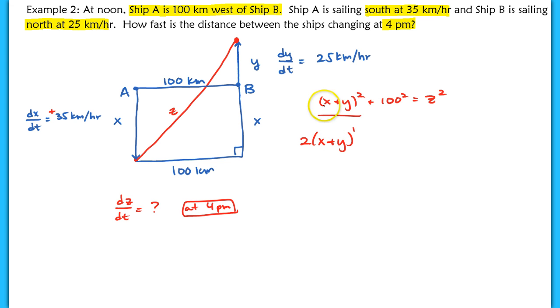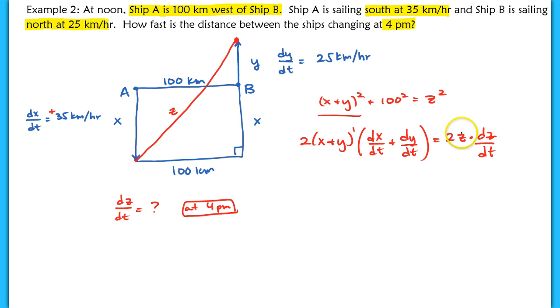And then we have to multiply that by the derivative of the inside, which is going to be dx/dt plus dy/dt, okay? Then if we take the derivative with respect to time of 100 squared, that's just 0, so let's go to the right-hand side. The derivative of z squared with respect to time will be 2z times dz/dt. Now we want to isolate dz/dt, right? That's what we're asked to find.